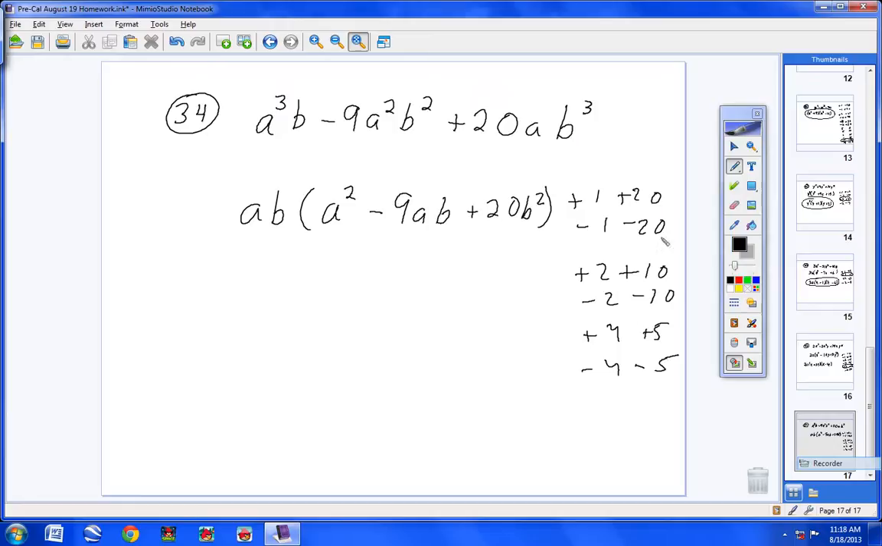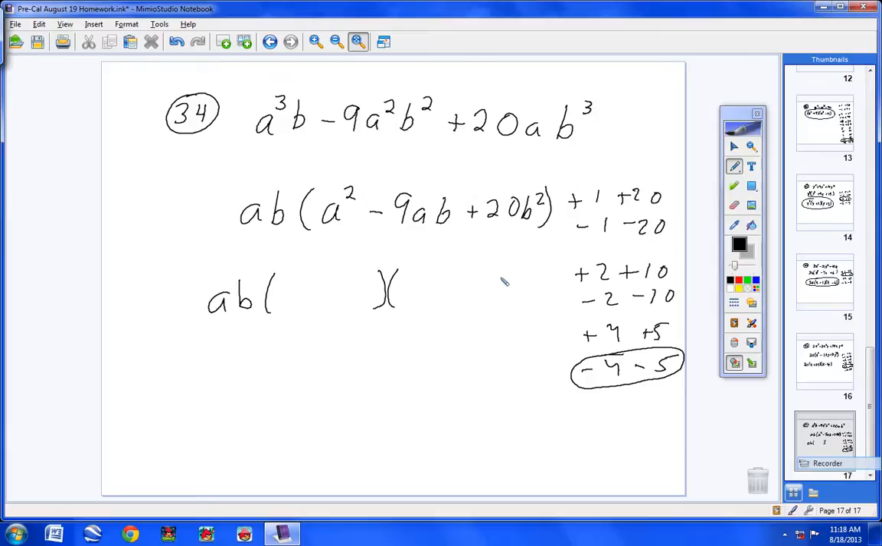Now, you have to pick one of these groups based on your middle term, and your middle term is a negative 9. Well, students, the only group that adds up to negative 9 is negative 4 and negative 5. If you add those two numbers together, you will get a negative 9. So those are the two numbers we want to use. So bring down your AB, don't forget to do that, and then put your 2 parentheses.